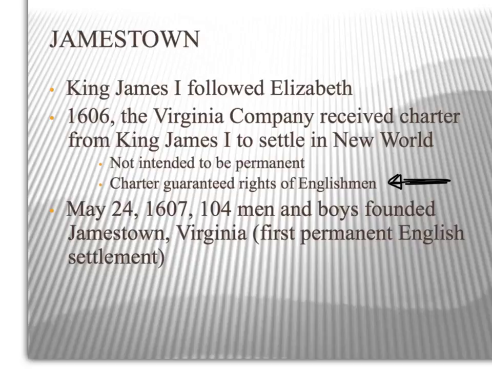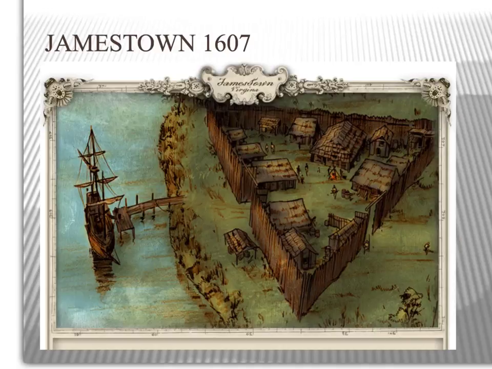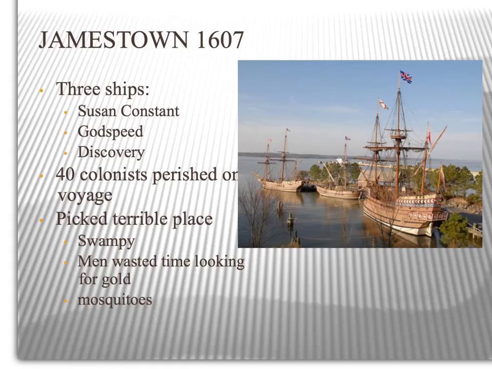So on May 24th, 1607, 104 men and boys founded Jamestown, named after King James. Virginia is named after Queen Elizabeth, the area, because they had explored that area before. It becomes the first permanent English colony, which is really important. So again, here is an artist's representation, and I'll show you some pictures in class if I have time. I'm also going to show you a little scene, I think I told you guys in the other notes, from the New World.